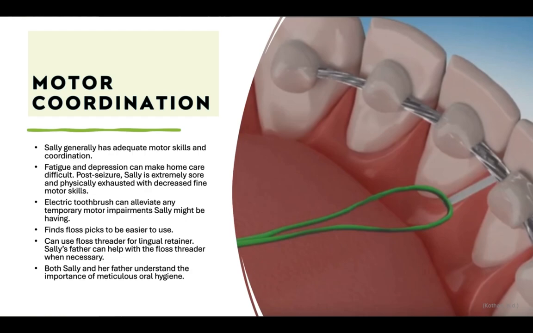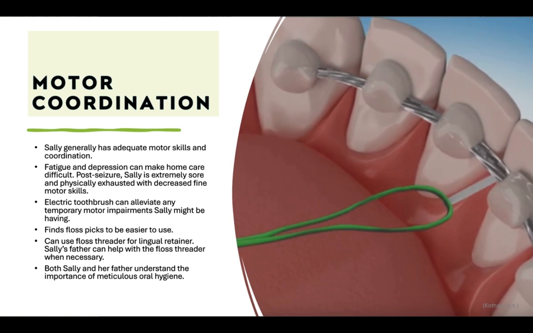Sally generally has adequate motor skills and coordination. After experiencing a seizure, she may feel sore, fatigued, and depressed. Feeling this way can cause her to not brush and floss and could have a temporary impact on her fine motor skills. An electric toothbrush could be beneficial in alleviating any temporary impairments she may have and make brushing easier for her. Sally finds floss picks easier to use and is able to use a floss threader to floss under her lingual retainer. If Sally ever needs assistance with this task, her father will be able to help her.